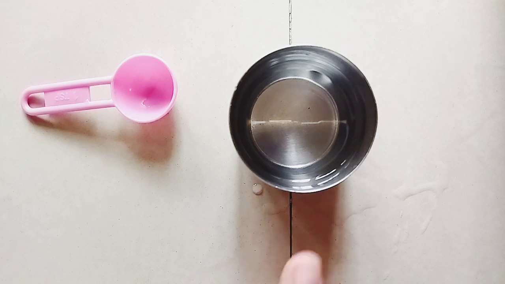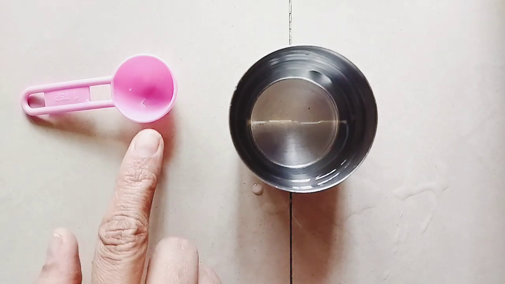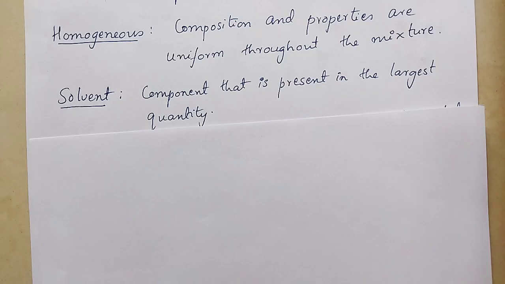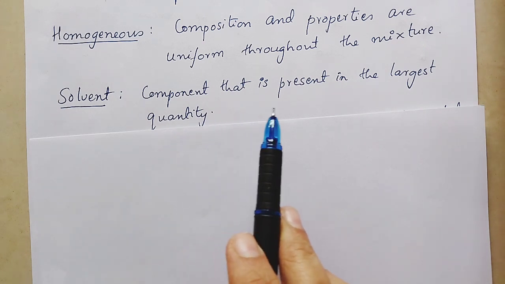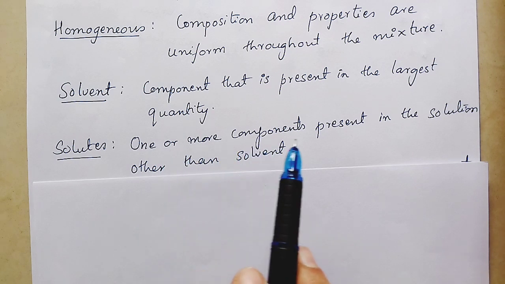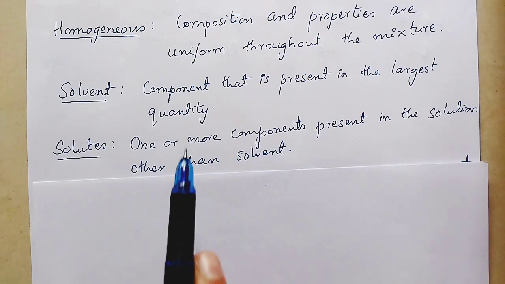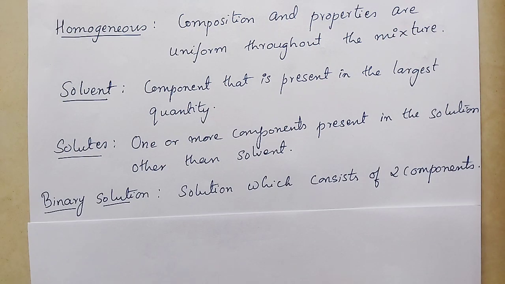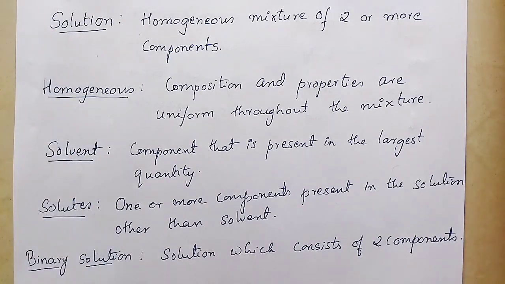Here, water, which is taken in large quantity, is called the solvent, and salt, which was taken in small quantity, is called the solute. In a solution, the component that is present in the largest quantity is called the solvent. One or more components present in the solution other than the solvent can be called solutes. In this chapter, we will be concentrating on binary solutions, which means solutions that consist of two components. I hope these basic terms are clear to you.